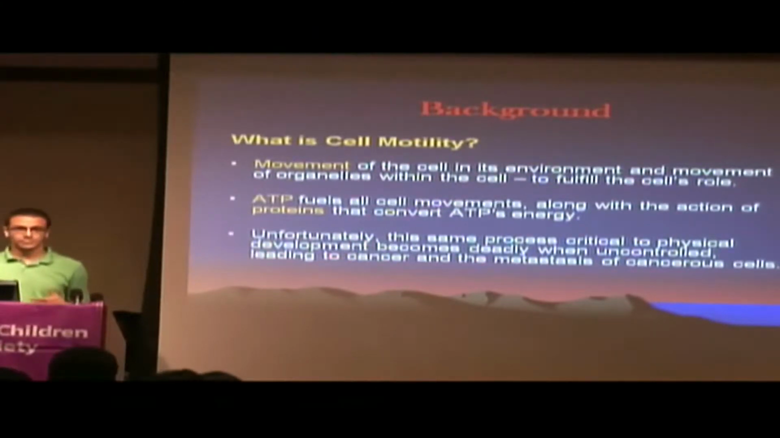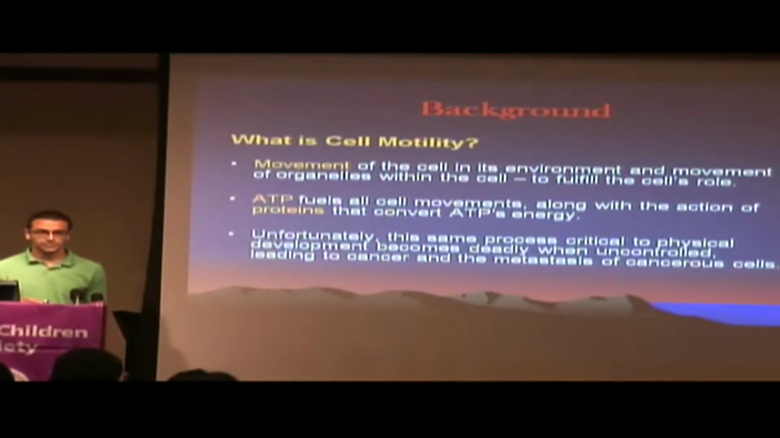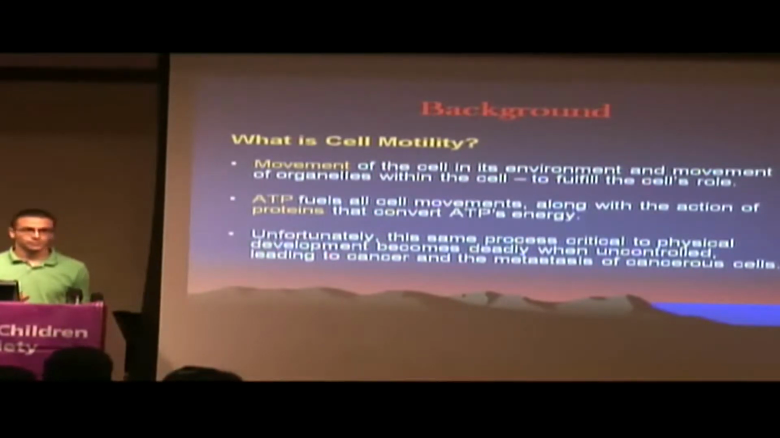So what is cell motility? Cell motility is a term that refers to the movement of cells in the environment and movement of organelles within the cell. So any type of movement of the cell or the organelles within the cell is related to cell motility. And that's in order to fulfill a cell's role. So if a cell is seeking food, or like white blood cells, as the last presenter mentioned, their function and where they need to go has to do with cell motility. And that process requires energy.